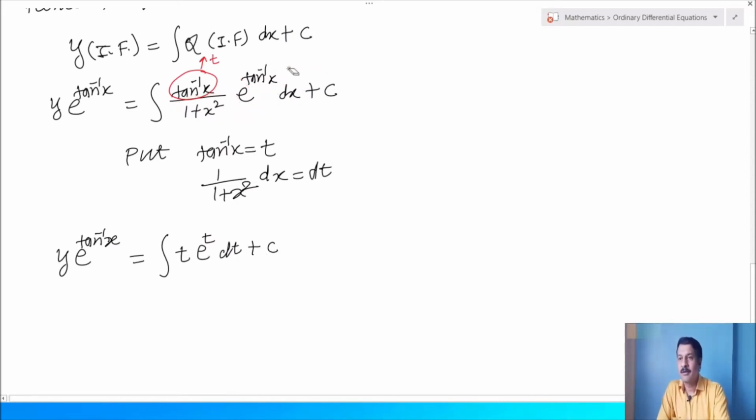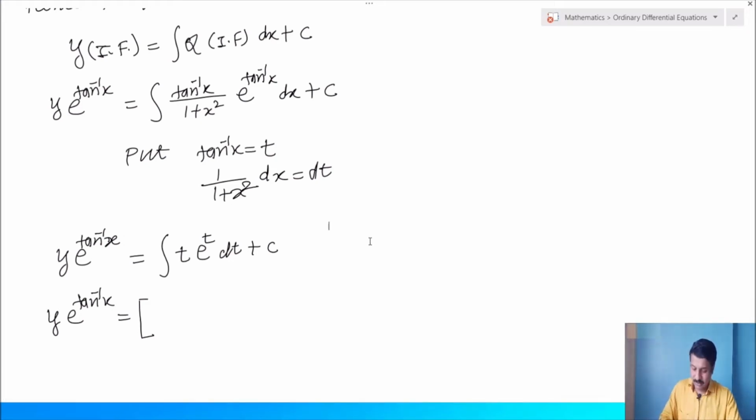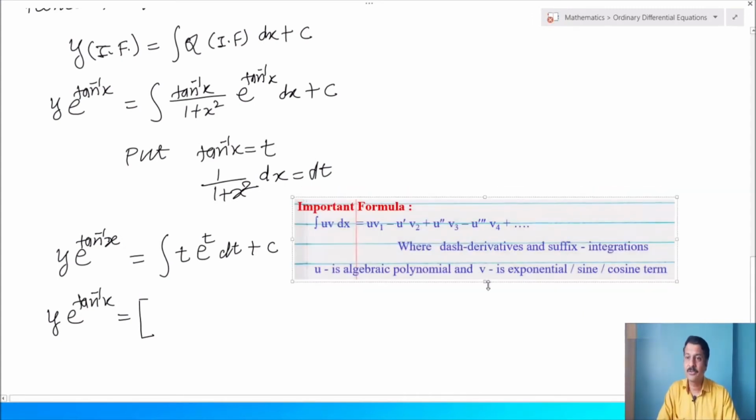So now, by the UV rule, means integration by parts, we can integrate this one. How? Let's see here. Left hand side as it is, y e raised to tan inverse x equal to integration of t into e raised to t. So this is u, this is v. Now integration by parts, or you can use the continued UV rule. What is it? It is the integration of uv dx equal to u v1 minus u dash v2 plus u double dash v3 minus u triple dash v4 plus dot dot dot, where dash means derivative and suffix means integration.